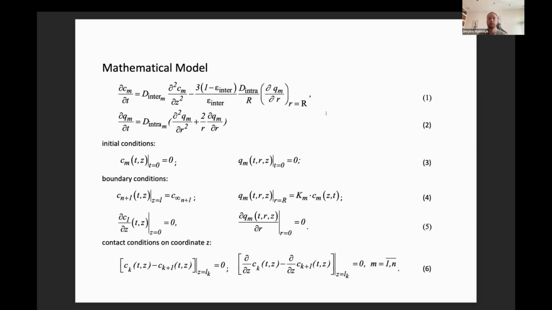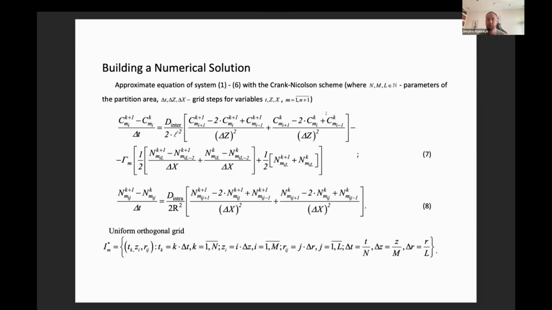The second part is how we can build a solution of this model. One proposal is to apply numerical solutions and use the Crank-Nicolson scheme. We split our domain into small parts in three directions: the direction for the particle, the x direction, and the time. After transforming our initial mathematical model using the Crank-Nicolson scheme, we obtained equations 7 and 8. The orthogonal grid looks like the following.